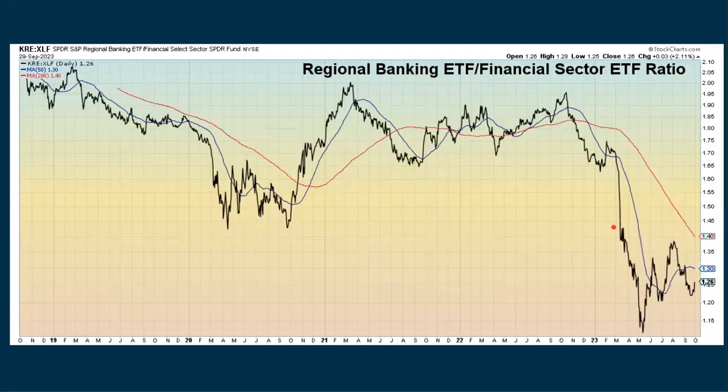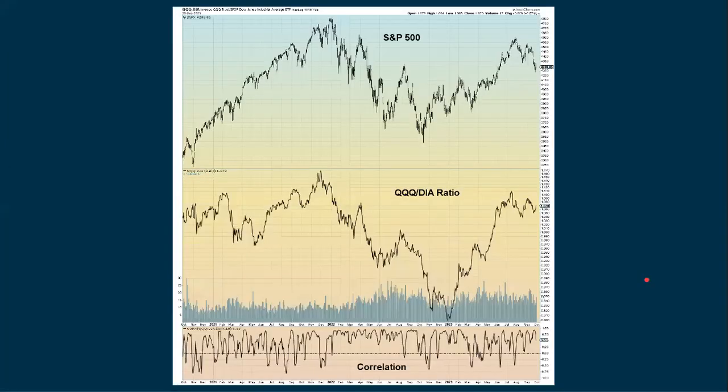We also look at another ETF of the regional banks and compare that to the financial sector. Even though both have been under a lot of pressure, the regional banks are even underperforming the financial sector. Then we take a ratio of the QQQs to the diamonds, and what I mainly look at is the correlation down here on the bottom. They were going in the same general direction. Now we're seeing that relationship starting to lessen a little bit.